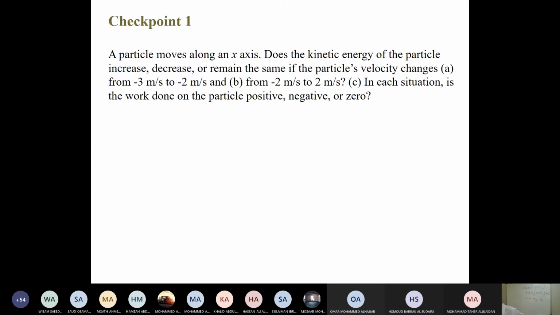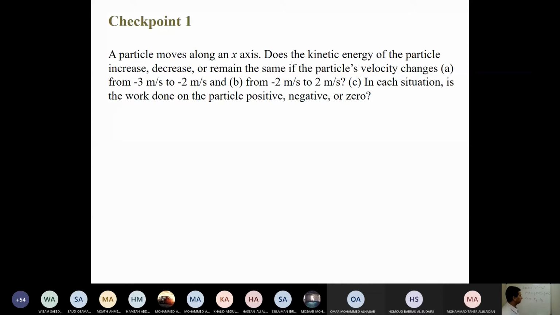Here's a checkpoint, guys. A particle moves along an x-axis. Does the kinetic energy of the particle increase, decrease, or remain the same if the particle's velocity changes from -3 meters per second to -2 meters per second? This is the work energy formula as you are seeing on the whiteboard here, and just answer the first one. What do you think? Should it increase or decrease? Increase. Decrease.